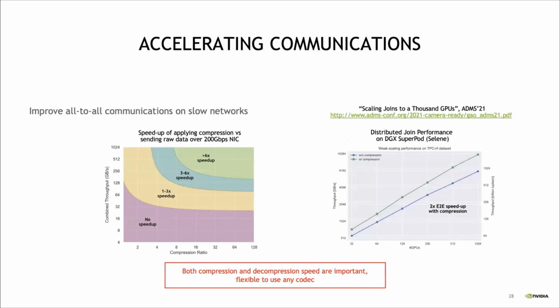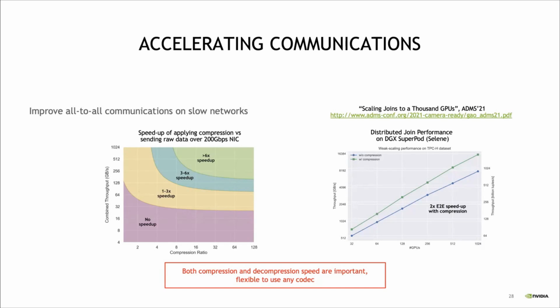The other use case is accelerating communications. When you have a very fast compressor and decompressor, that enables a whole new thing if you're InfiniBand bandwidth limited or Ethernet bandwidth limited. On the left, I have a chart that shows an example. Say you send raw data over a 200 gigabit NIC. Now imagine you have a way to compress your data fast, send less data over the NIC, and then decompress on the other end.